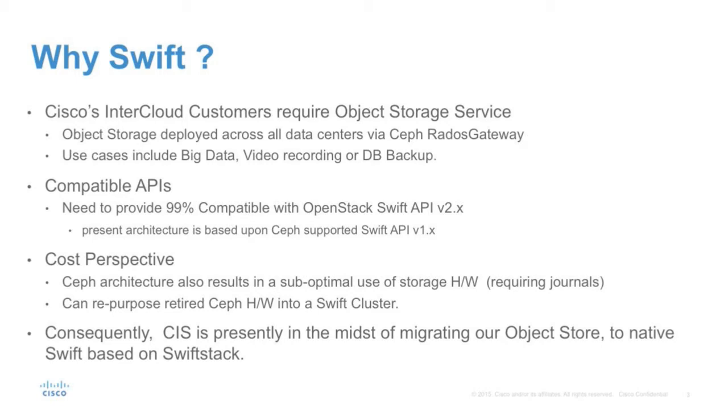Other than that, like I said, the object storage is based on Ceph, right? And we are running Hammer. Basically, it only supports the Swift API 1.x, and we want to be 99% compatible with the OpenStack Swift API 2.x.